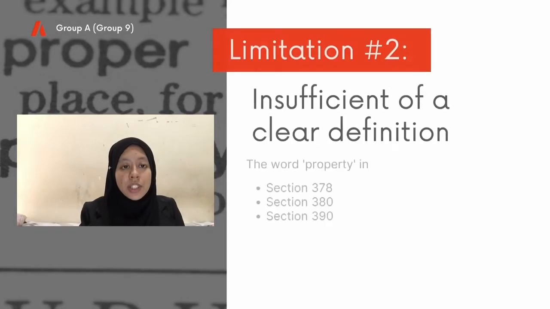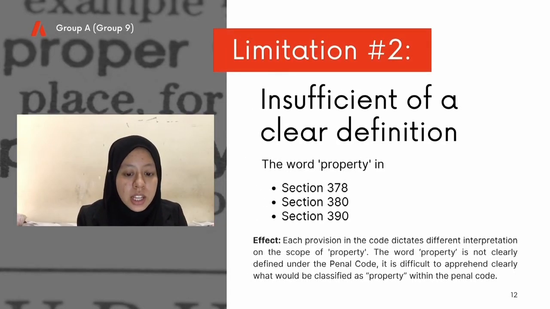The second limitation is the insufficiency of a clear definition. This can be seen in the various interpretations of the word property in the Penal Code. First, Section 378 of the Penal Code, which sets up the general offence of theft. In these provisions, the term movable property is used, which is defined as corporeal property of any kind, excluding land and anything permanently attached to the earth, as mentioned in Section 22.